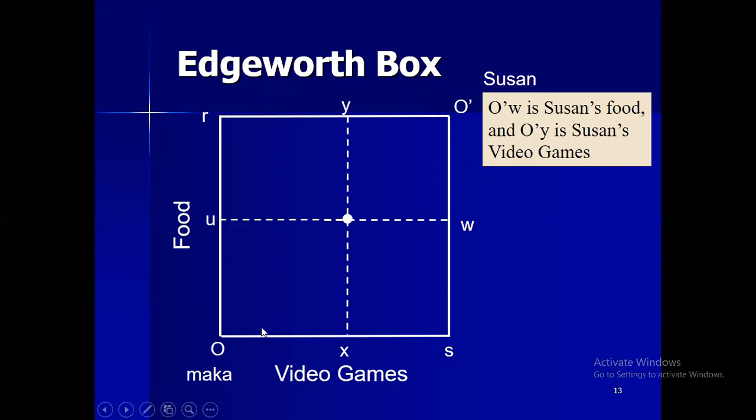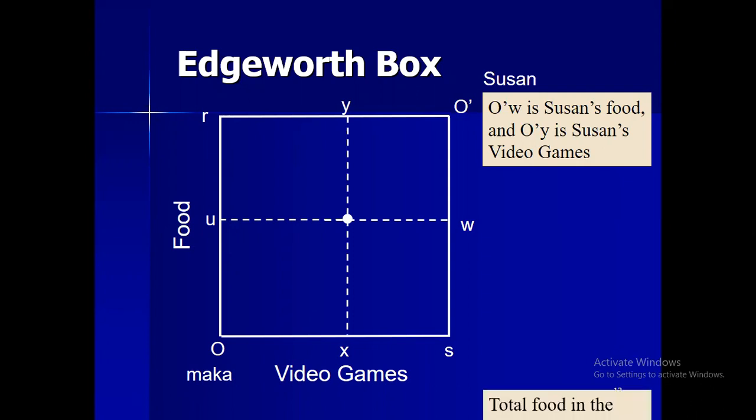I hope you remember when you studied microeconomics, you take prices on the y-axis and quantity on the x-axis. Now this is the same thing, but you are flipping it. Then this becomes Susan's side, and this becomes Makkah's side, right? This is the x-axis of Susan. This is the y-axis of Susan. This is the x-axis of Makkah. This is the y-axis of Makkah, right?